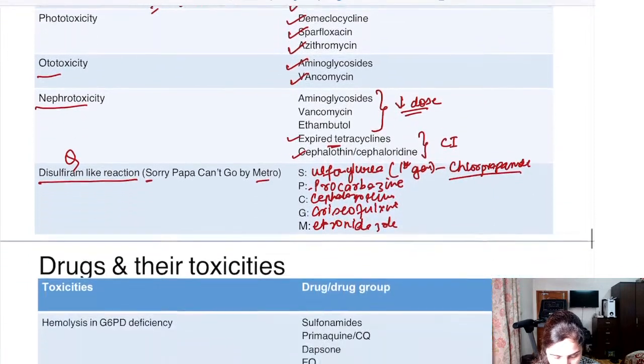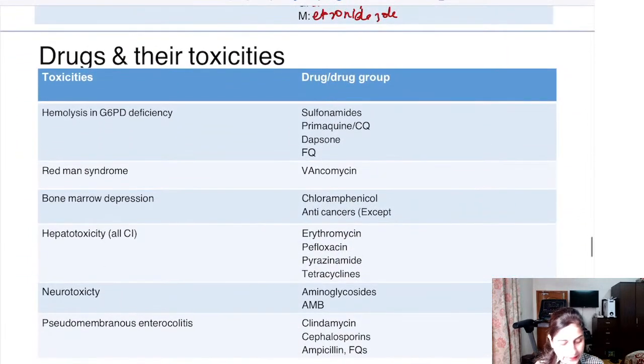Very important. Please remember this one. Then hemolysis in G6PD deficiency. Remember sulfonamides again, or dapsone is a related drug. Primaquine, chloroquine, more tendency to cause this. Fluoroquinolone, some of them have caused hemolysis in G6PD deficiency. Especially these three are more important. Right? Hemolysis in G6PD deficiency. Redman syndrome we've already done. Vancomycin. Lot of times it has been asked.